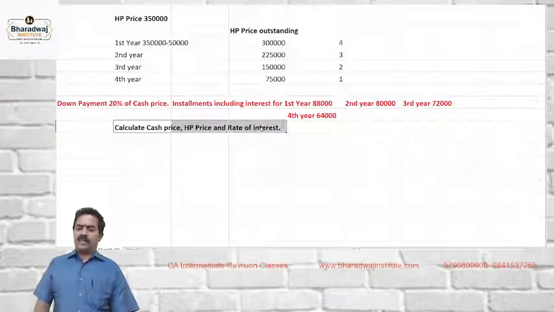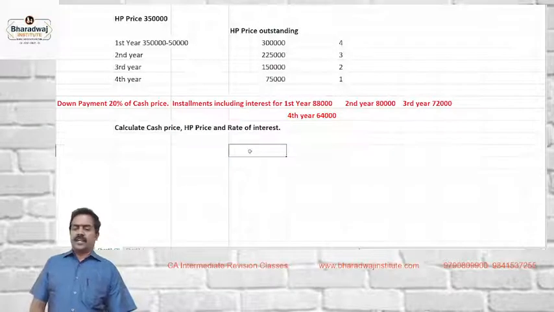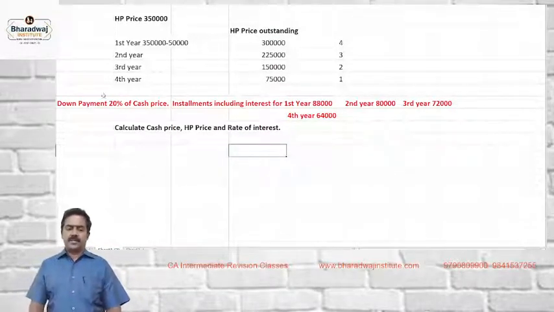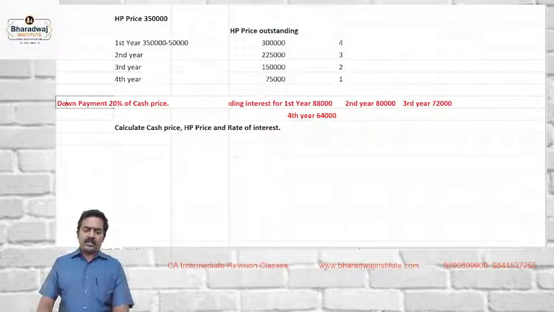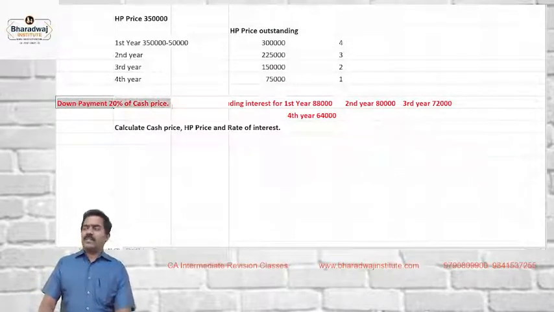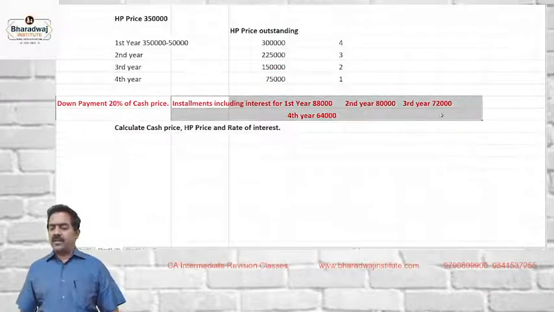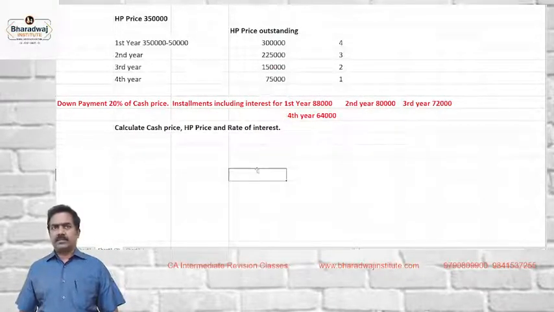Calculate what is missing. Everything is missing: cash price, hire purchase price, and rate of interest. We can work out the down payment only when the cash price is known. The installments actually include what? Interest.